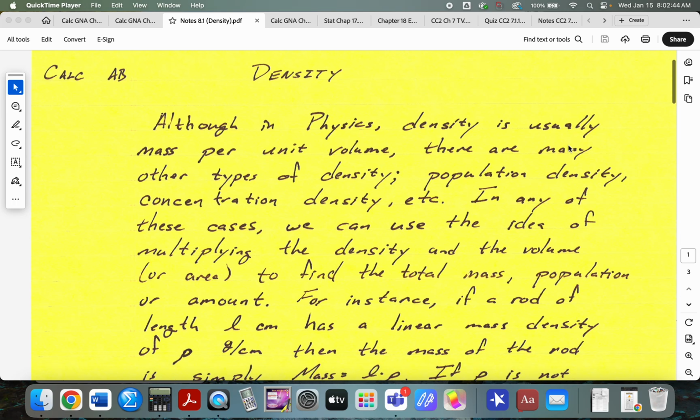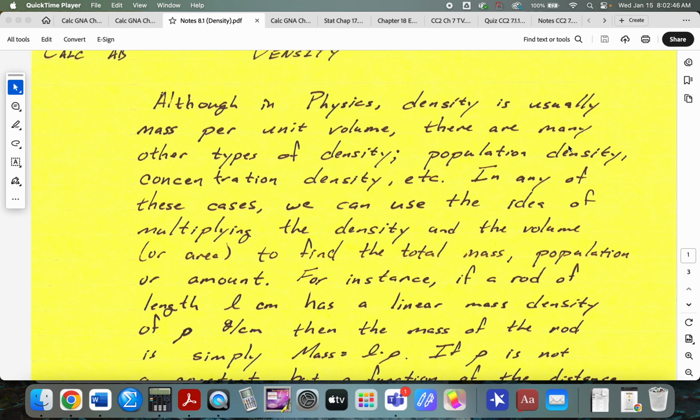Now in physics, density is usually mass per unit volume, right? That's the only kind of density that you look at. But there's a whole bunch of other kinds of density, like population density. If you look at various cities around the world, especially large cities, places like Tokyo, the population density there, number of people per square mile or whatever, is extremely large. You got a lot of people crammed into a very small area.